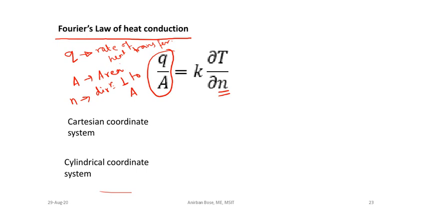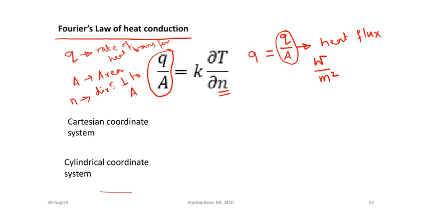So this quantity Q by A is called heat flux, and the SI unit of this quantity is watt per meter square. Generally it is symbolized as Q double prime, and remember that this quantity, heat flux, is a vector quantity.